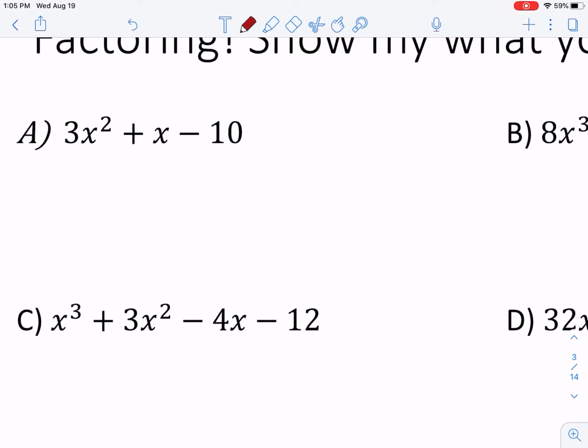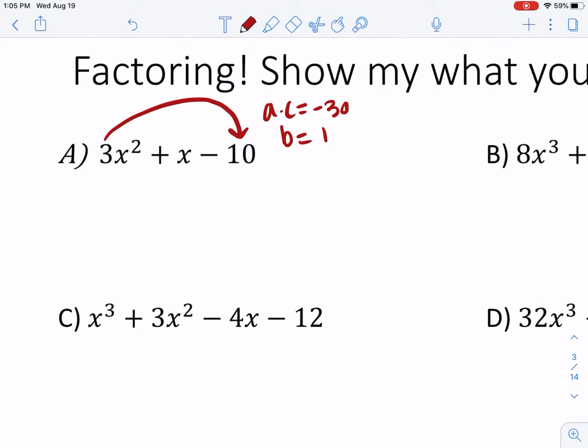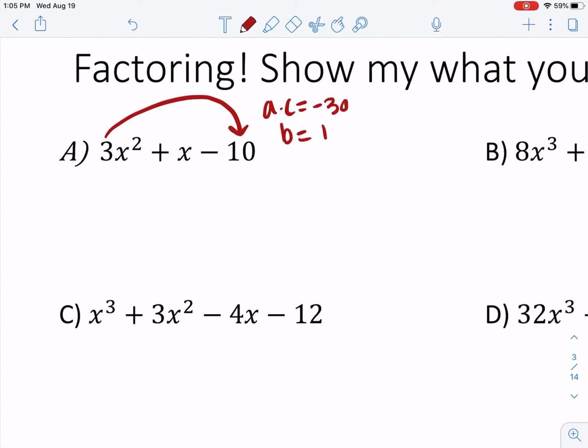So the first step we do here with the quadratic trinomial is we multiply our a times our c term. We also then identify our b term, which is this middle thing here. So that's where I get the 1. What we're going to do now is we're going to try and find what we call our magic numbers. And I want two numbers that multiply to give me negative 30, but add to give me 1.